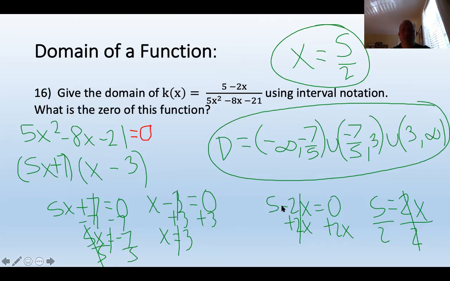So we do that. We have 5 minus 2x equals 0. Then we add 2x to each side, and we get 5 equals 2x. And then to cancel the 2 out that's in front of x, we divide by 2 on each side, and you get x equals 5/2. So that would be the 0 of the function.